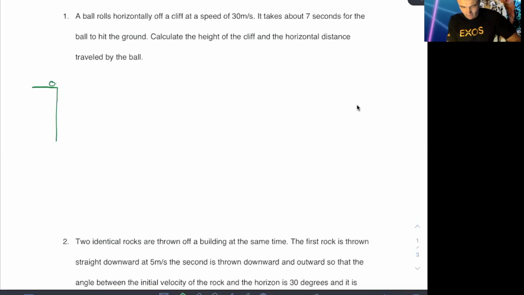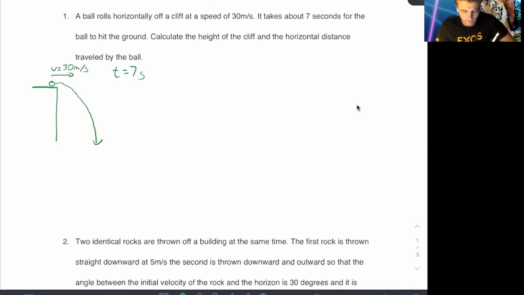Okay, so it's some sort of projectile motion. It's rolling horizontally, so the velocity in the x direction is 30 meters per second, because it says rolling off a cliff at 30 meters per second. What else does it give us? It gives us the time. That's good. So again, write down your givens. You're given the time: it takes 7 seconds for the ball to hit the ground after it falls off the cliff.